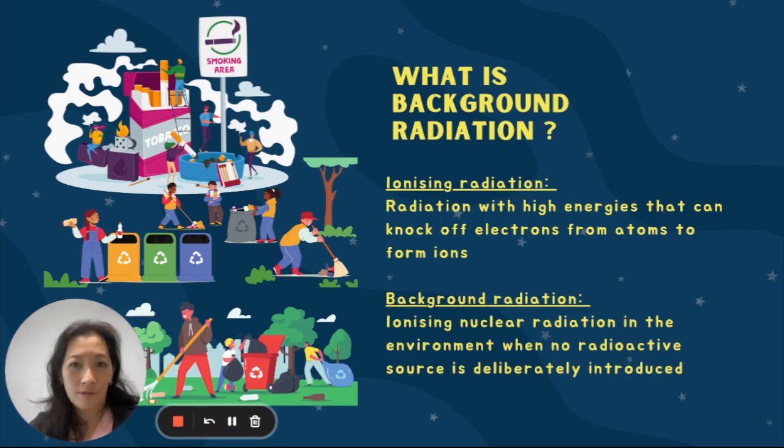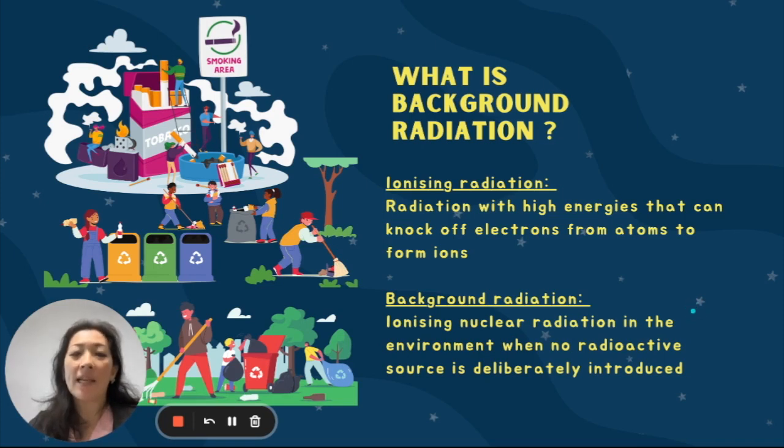What you should know in your syllabus is that ionizing radiation is synonymous with radioactive radiation, which means that whenever we use the term ionizing radiation, we are in fact referring to radioactive radiation. What has this got to do with background radiation? Background radiation is ionizing nuclear radiation in the environment when no radioactive source is deliberately introduced.